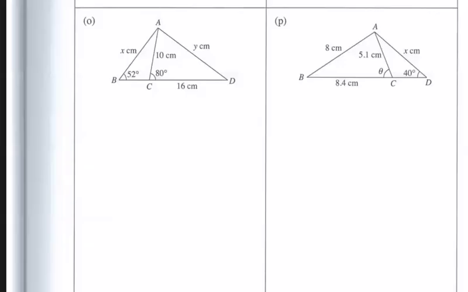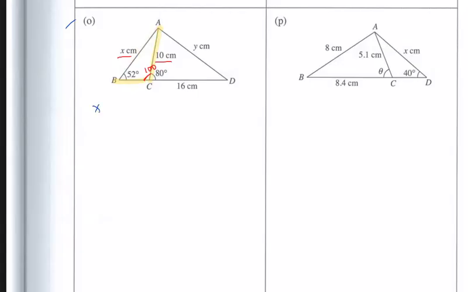Let me go through this. For example, in part O, I want to find x and I want to find y. To find x, I pay attention to this triangle here. I am given two sides and one angle here. I can actually figure this angle out, this is 100 degrees. So I have two angles and two sides. This is a hint that I need to use the sine rule.